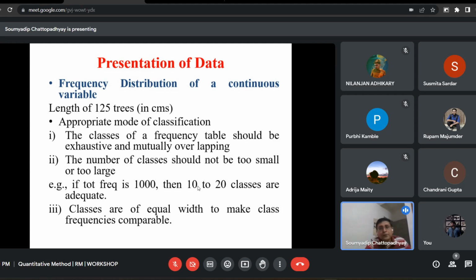Very important. First, the frequency classes should be exhaustive and mutually exclusive in nature, which I am going to discuss in the next slide. Second, the number of classes should not be too small or too large. That means if your total frequency is 1000, then 10 to 20 classes are adequate. Third, the classes should be of equal width if the class frequencies are comparable.